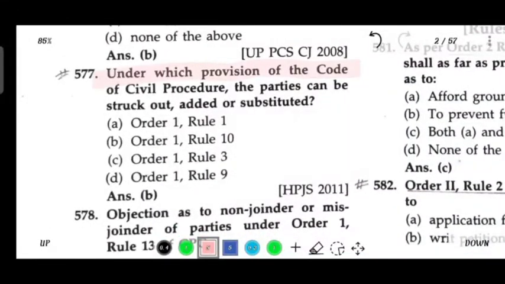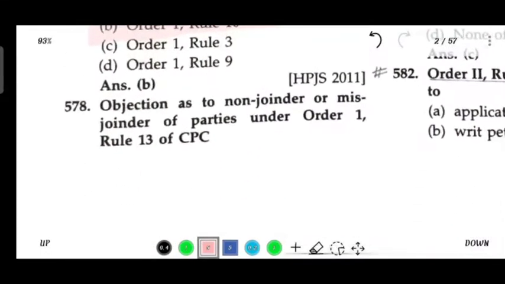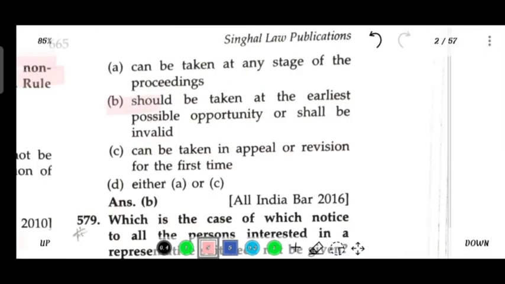Under which provision of the Code of Civil Procedure can a party be struck out, added, and substituted? Order 1, Rule 10. Objection as to non-joinder and misjoinder of the party under Order 1, Rule 13 of the CPC should be taken at the earliest possible opportunity or shall be invalid.